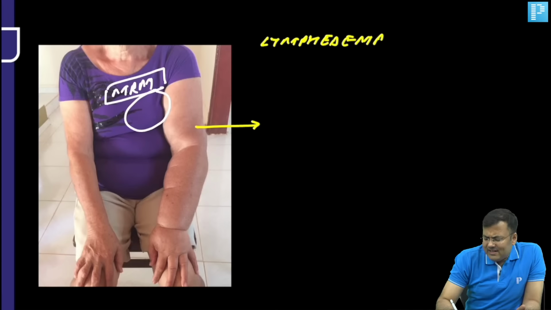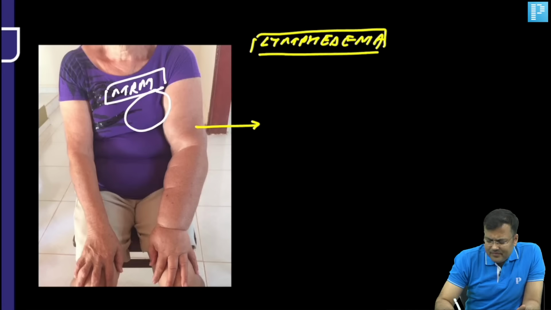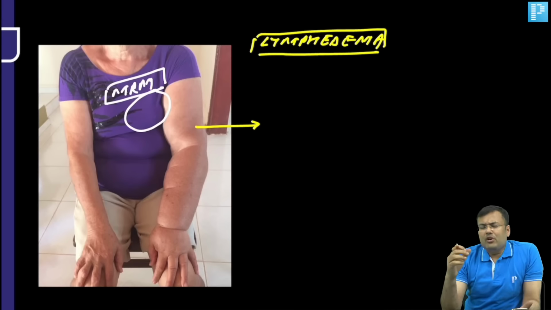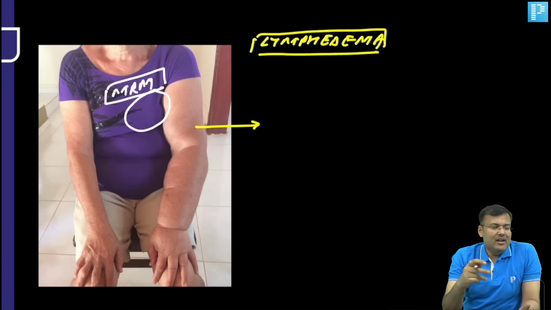Why is there lymphedema? Can anybody tell me, what is the cause of lymphedema? What is the most common cause in general? The most common cause of lymphedema worldwide is filariasis. What is the second most common cause? Filariasis means lymphatic obstruction. Second, it can occur because of lymphatic disruption.